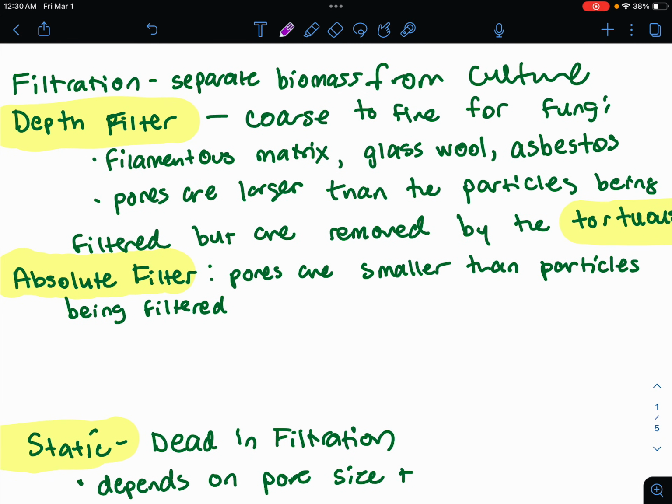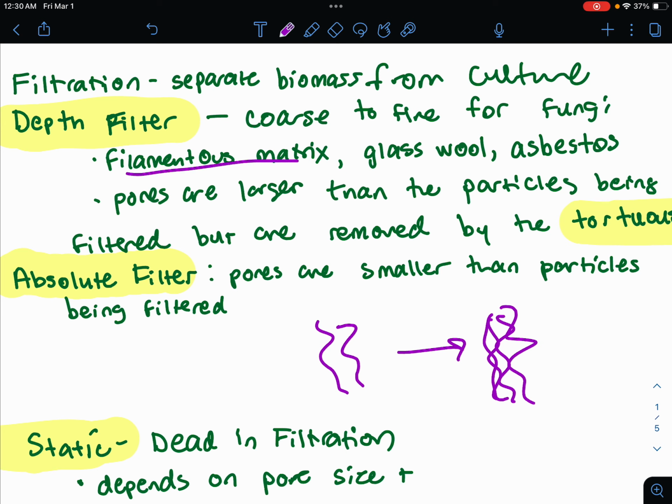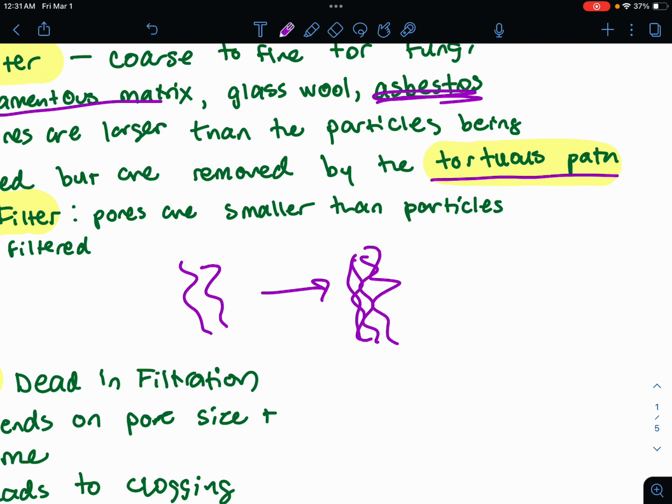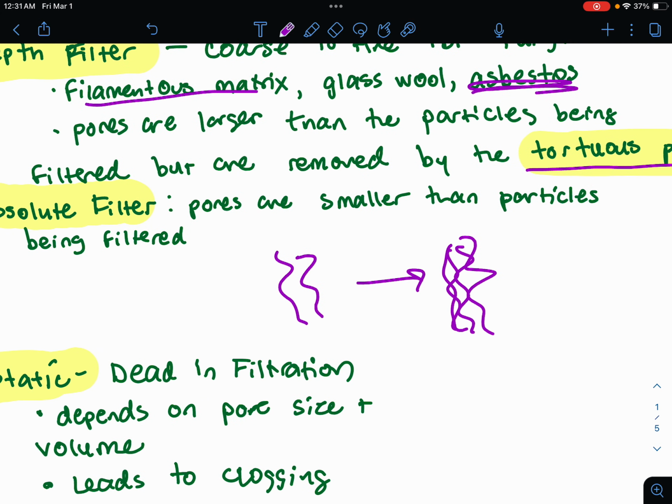Alright, so let's talk about the principles of filtration that the professor went over. Filtration is the separation of biomass from the culture. You could use a depth filter, which is going to be coarse to fine. This is going to be our depth filter. So we're going to have, again, coarse to fine for fungi. It's going to be made out of a filamentous matrix, not Neo in the Matrix, but a matrix of glass wool, cotton, or asbestos. This thing is dangerous. Don't breathe in asbestos. It's not good. The pores are going to be larger than the particles being filtered, but the particles are removed by the tortuous path. So again, we have that tortuous path in there.